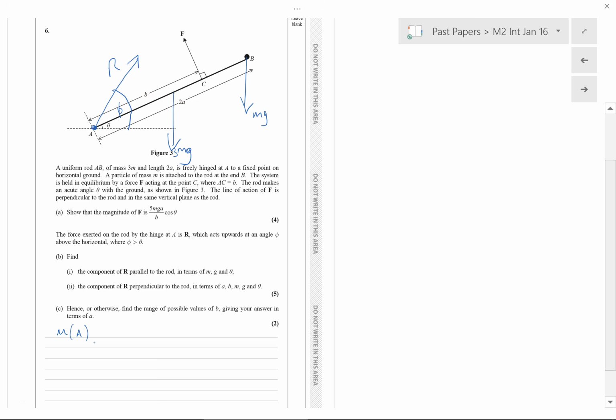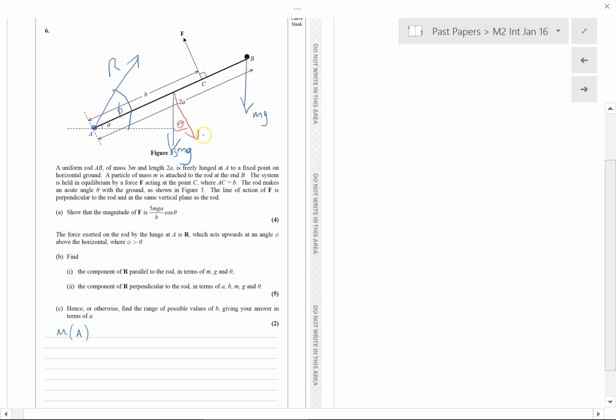Now, I think I prefer, rather than talk about perpendicular distances, which is not particularly difficult to do, to look at this by way of components. So I'm going to split the 3mg and the mg into components parallel and perpendicular to the rod. Perpendicular to the rod is what really matters, because that's the thing that's going to have the turning effect.